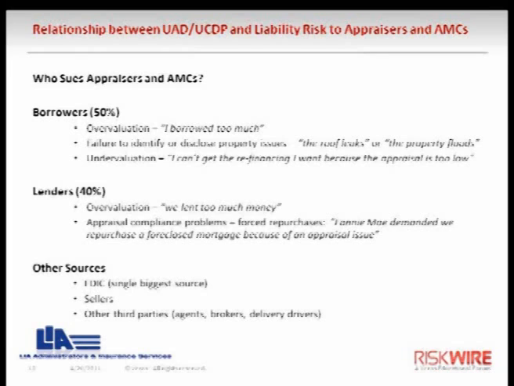Then there are many other claims that are about a failure to identify or disclose a property issue affecting a property in an appraisal report. So the borrower here could be saying, my roof leaks or the property floods. And then lastly, we're starting to see some claims from borrowers about undervaluation. And there the story from the borrower in a lawsuit or in a complaint to a state board is usually, I can't get the refinancing I want yet again because the appraisal is now too low.